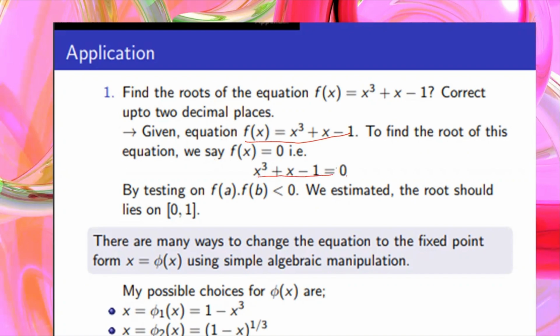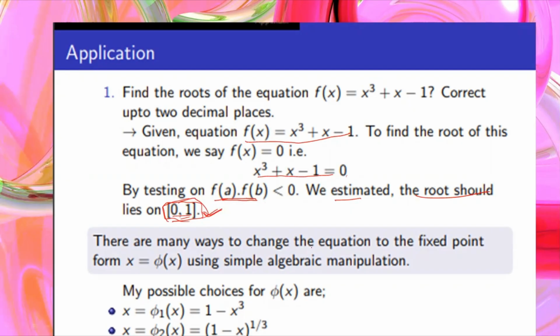To choose the initial value, always choose some interval. By testing f a into f b less than 0, we estimate the root lies in 0, 1. You know how to get this interval. For f of a less than 0 and f of b greater than 0, the product is less than 0. So we got the interval, and your root lies between 0 and 1. You should be careful with this.